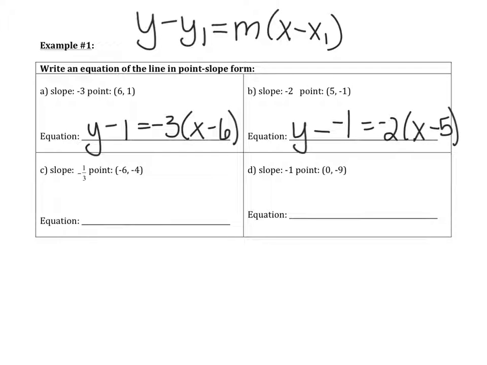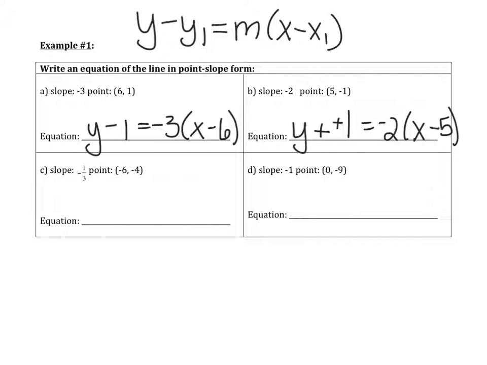The only thing I would do to complete this problem is just change this to +1. Let's move on to part C. It says we have a slope of -1/3 going through the point -6, -4. So again, I was given a point and a slope, so it just makes sense to use point slope form in order to write this equation.